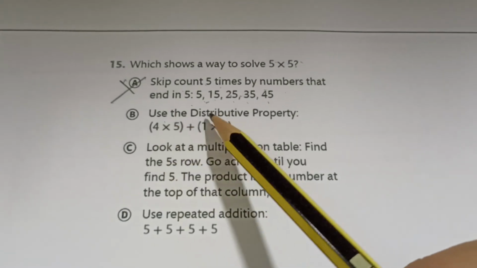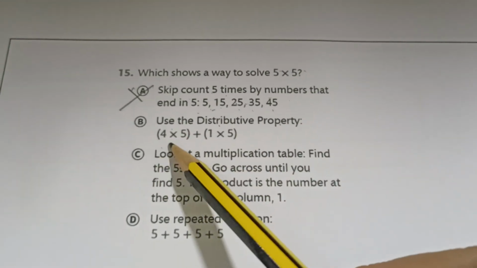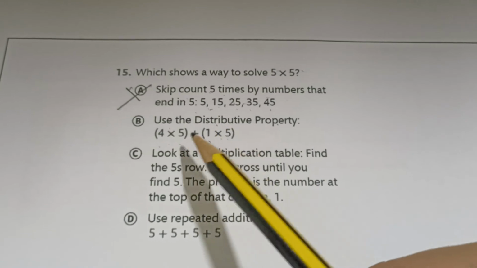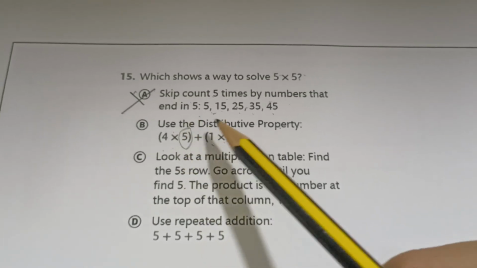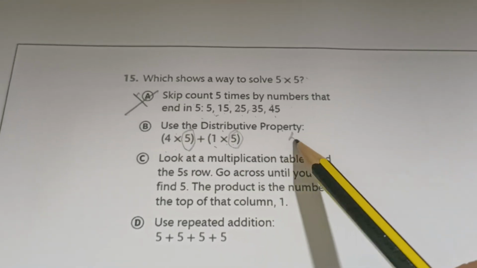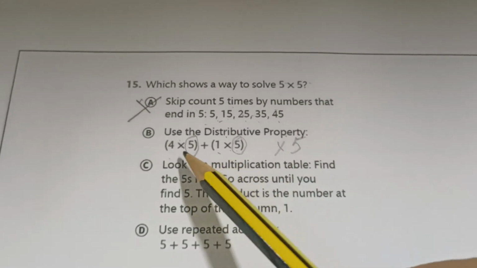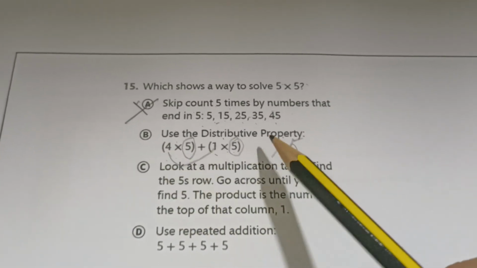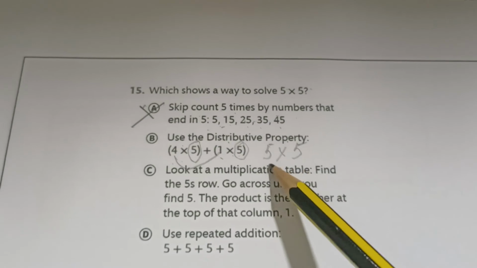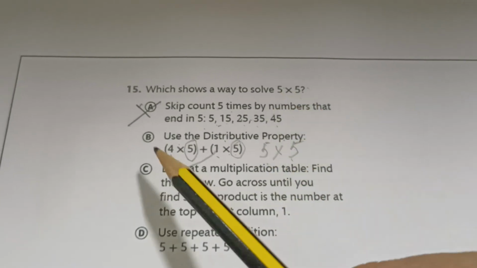Letter B, use the distributive property. 4 times 5 plus 1 times 5. Again, what do we do? We circle the same number, write it. Then you add 4 and 1, we have 5. Okay, 5 times 5, yes? Yes, good.